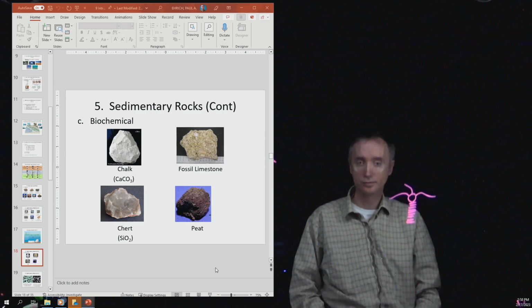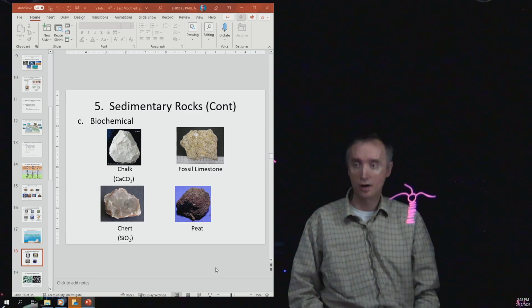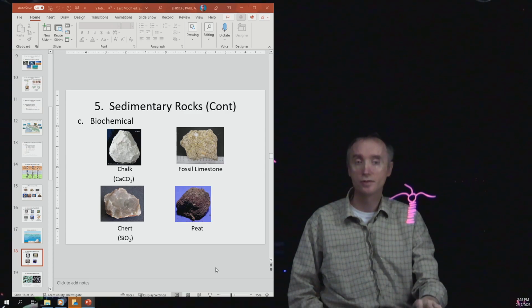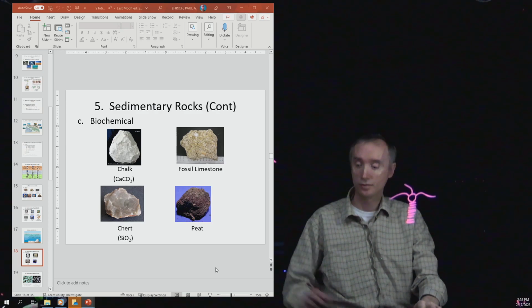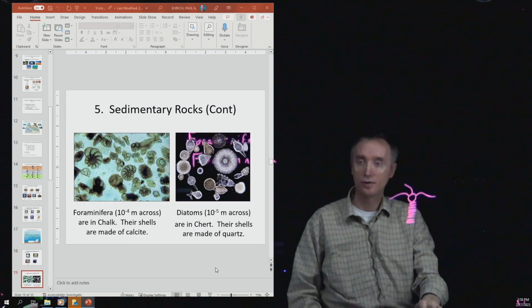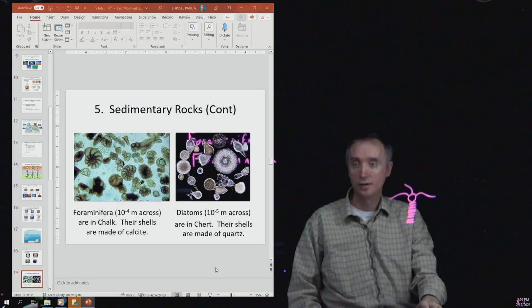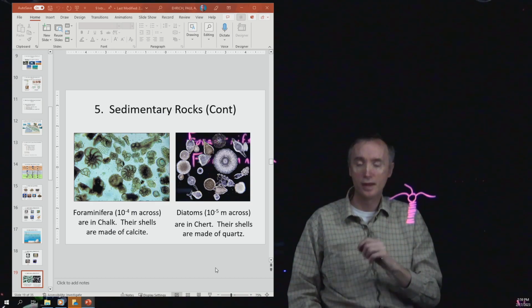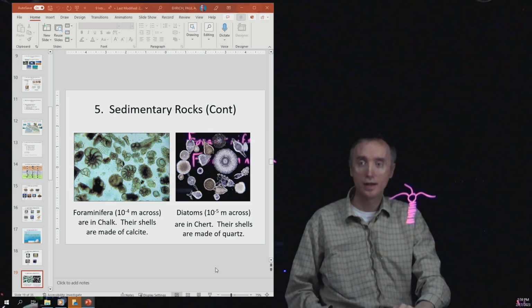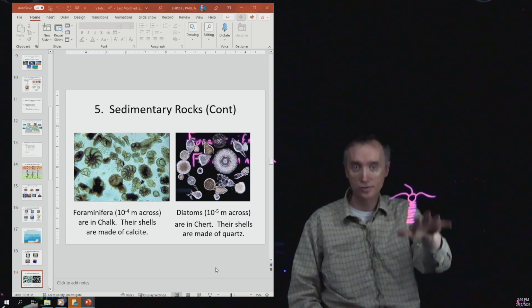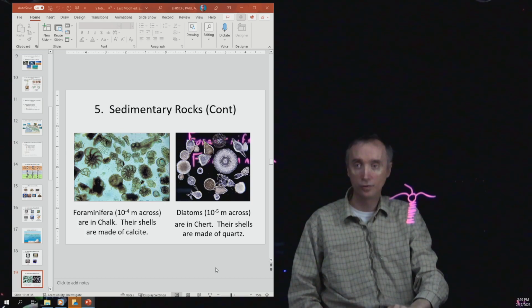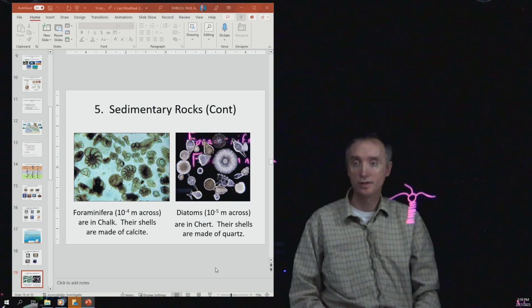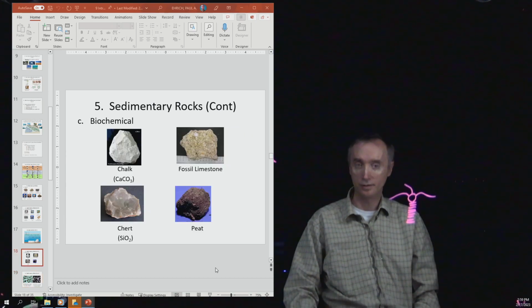Okay, what about chert? So chert is very similar to chalk, but the difference is that it's composed of silica, whereas the chalk was composed of calcium carbonate. And if we look at this picture, they're going to be made of diatoms. Diatoms are 10 times smaller than the foraminifera. And they are composed of quartz, and as they would die, their quartz shells would accumulate on the ocean floor, and then they would be cemented together. So that's going to be one kind of chert.